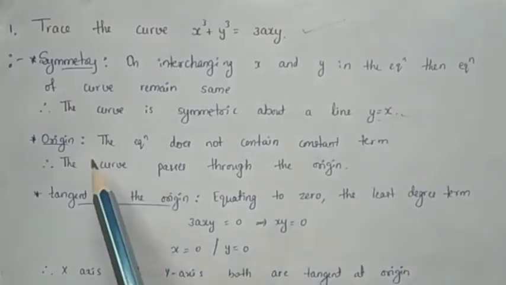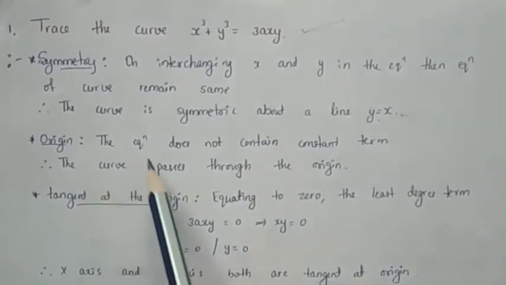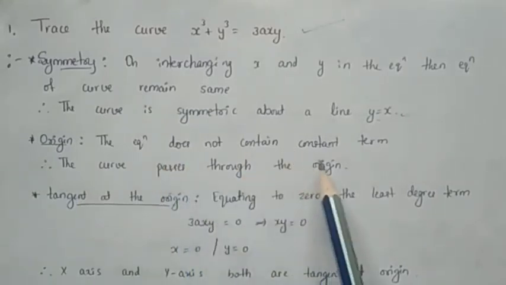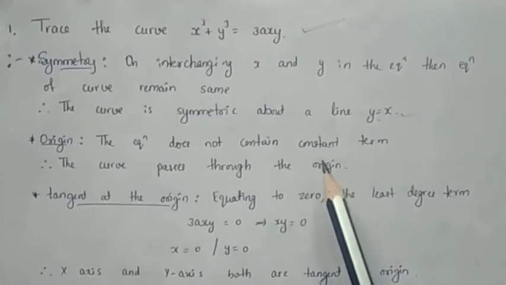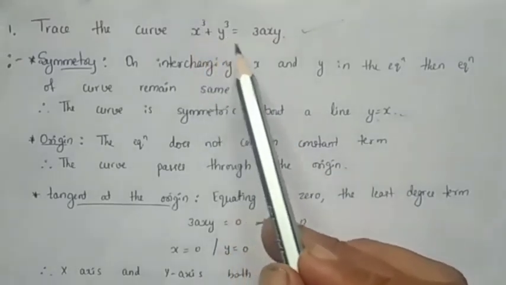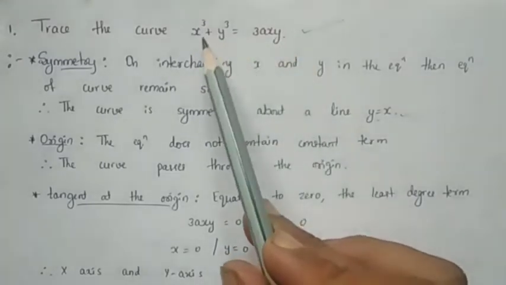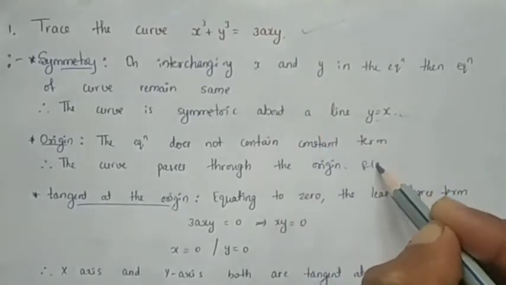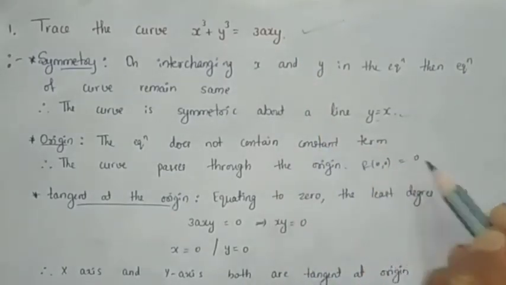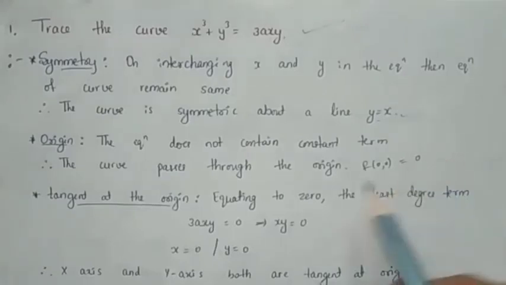The next point is the origin. The equation does not contain the constant term, therefore the curve passes through the origin. You put x is equal to 0 and y is equal to 0 in the equation of the curve, you get f of 0 comma 0 which is equal to 0. Therefore the curve passes through the origin.